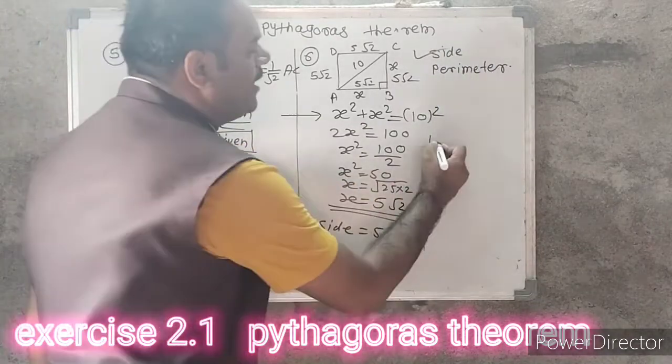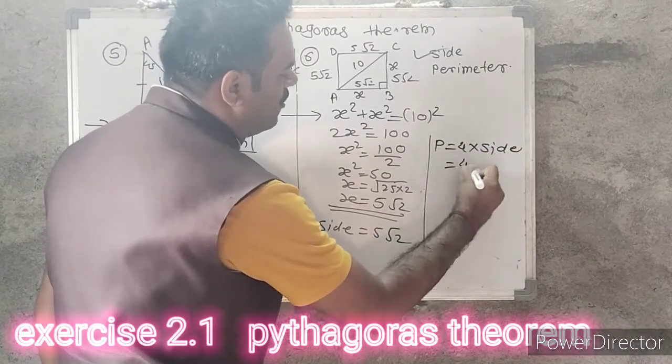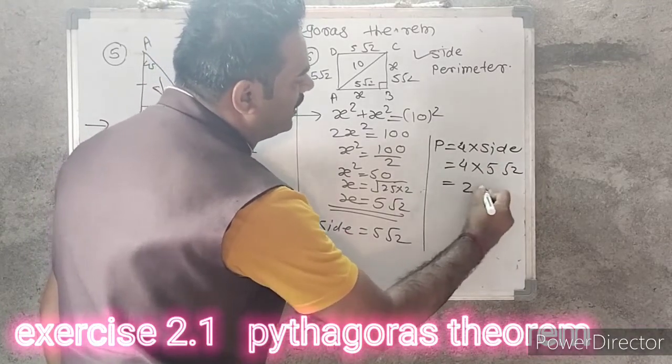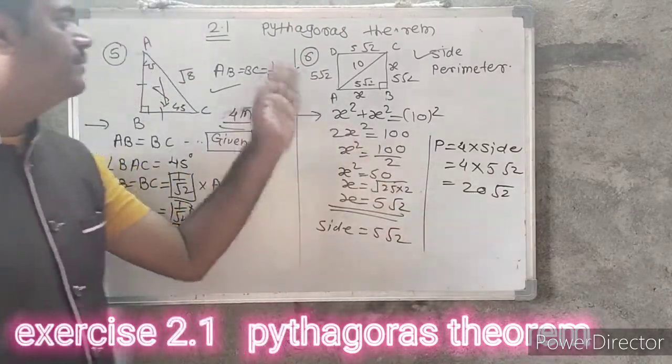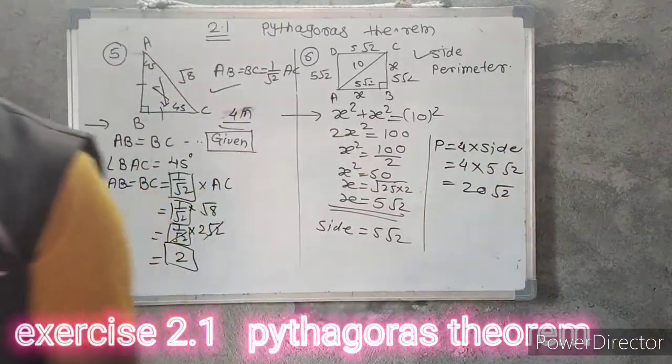अब पेरीमीटर निकालनी है. Perimeter of the square is nothing but 4 into side or addition of all sides. 4 into what is the side? That is 5 root 2. 5 4s are 20 into root 2. So this one is the answer for example number 6. I hope you understood this one. So just like that.